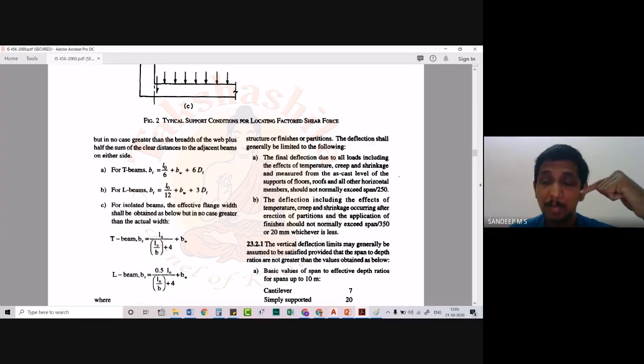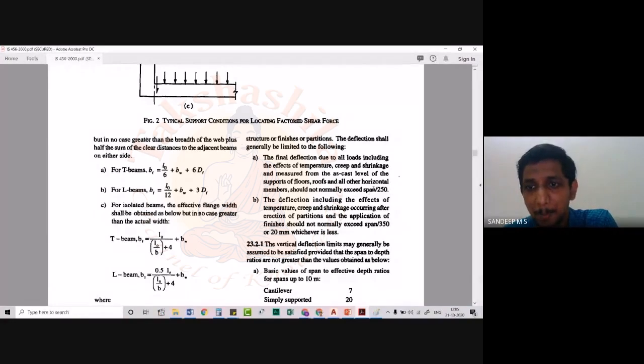So suppose your span by 350 is coming around 21 mm. You should not consider that value. Instead, you have to consider this 20 mm. You have to compare the final actual deflection with this 20 mm and ensure that the final deflection is below this 20 mm. Is there any confusion in this? Please give some response. Is this clear to you?